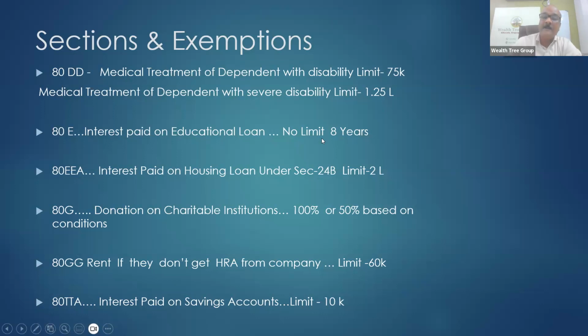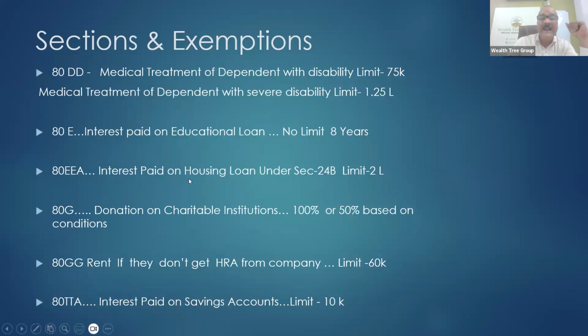So suppose, for example, you took an educational loan for your child or somebody, and the loan should be in your name. There is no limit for the exemption, but there is a lock-in: only an 8-year period in which you can utilize this. Whatever interest you are paying on that educational loan can be offset under this section.